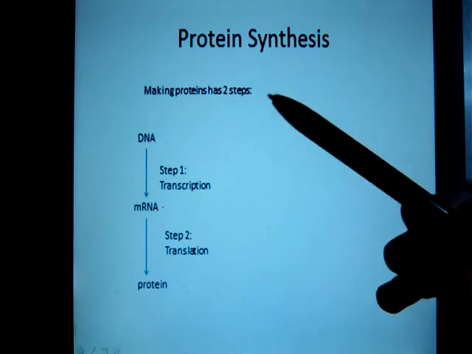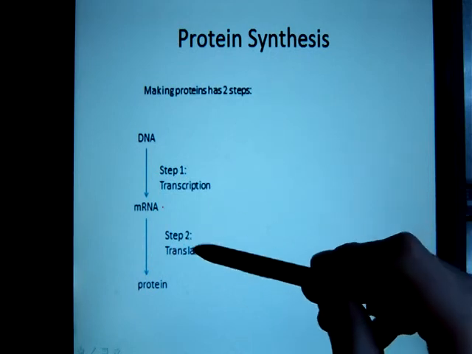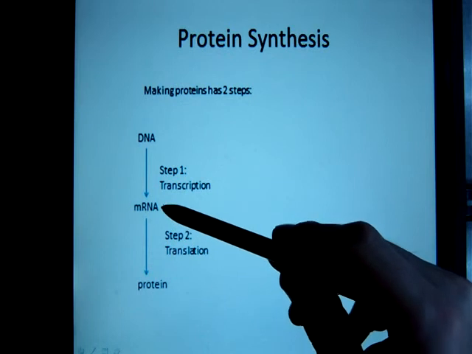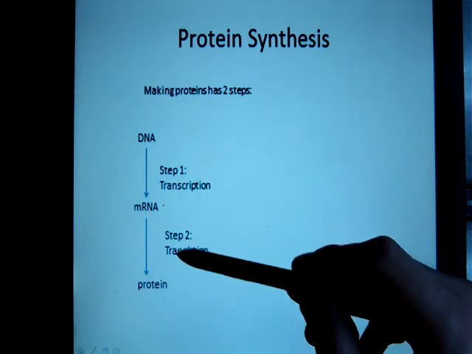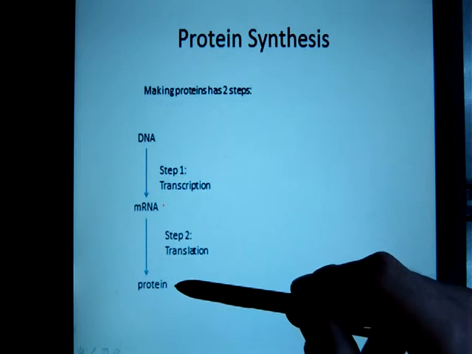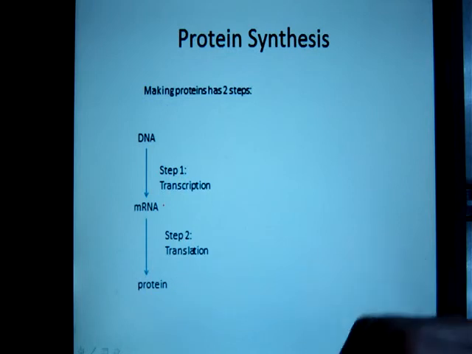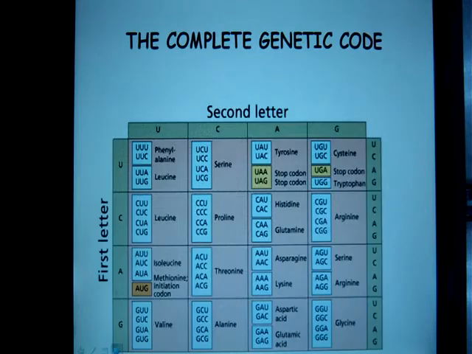Step number two is called translation, and that involves taking the mRNA I made in the first step and using that to direct the synthesis of a protein. And that's what we're going to be talking about here: translation, and specifically the genetic code. The genetic code is basically every possible combination of A's, U's, G's, and C's, and what amino acids they code for.